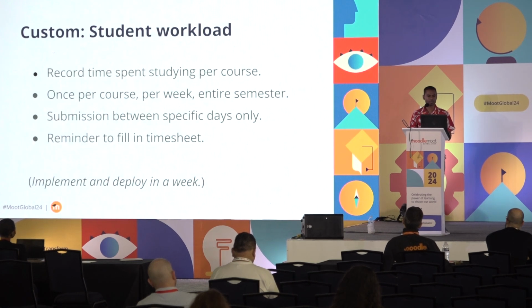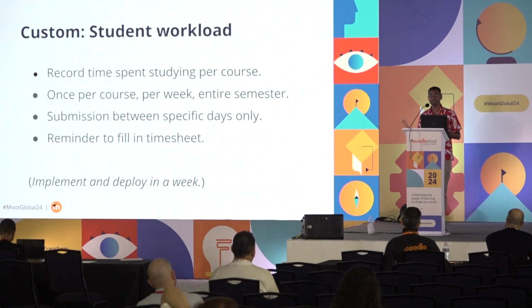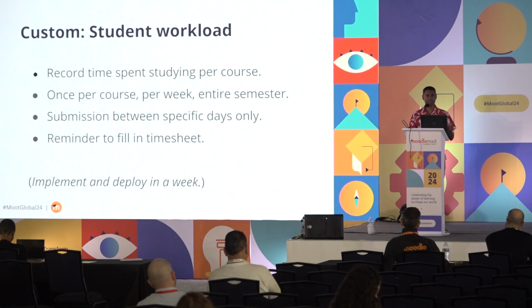To build a tool that allows students to log into Moodle, record their time. It should allow them to record their time per course, per week for the entire semester. A semester would be around 18 weeks. And they could only submit between specific days within certain times. And then send a reminder if the student did not fill it in every week.